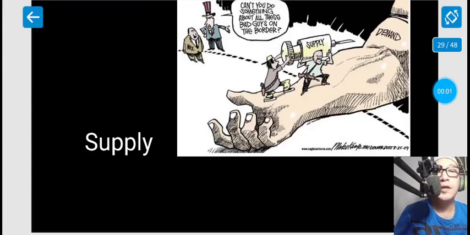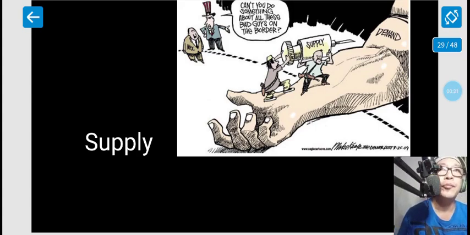Alright, for our topic today, we will discuss the supply. So last meeting, napag-usapan natin the law of demand. Since the topic is law of demand and supply, so hinati ko siya into two topics. Yung isa, pinag-usapan natin yung demand and what does it has to do with the price and other factors na nakaka-apekto sa demand. For this video, I will be discussing to you naman what is supply and what are the other factors aside from the price.